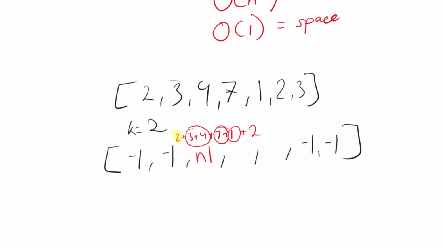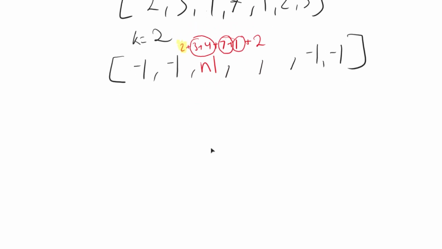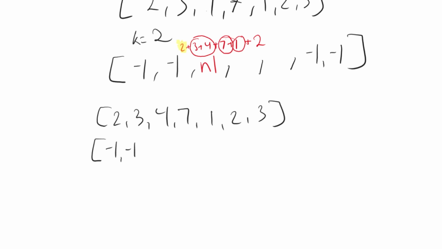Now, how do we go about doing this? So let's actually run through this example. So 2, 3, 4, 7, 1, 2, 3. I'm going to put the answers right here. So remember, we know that this is -1, -1. This has an answer, this has an answer, -1, -1.